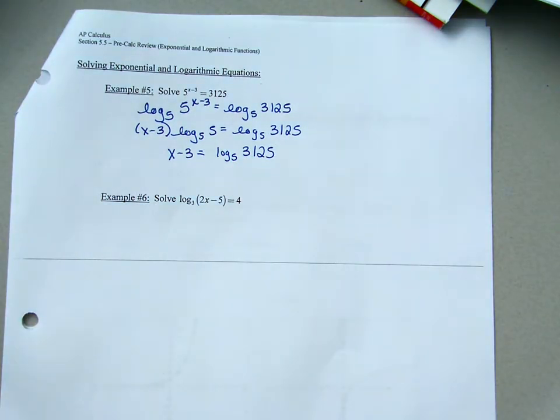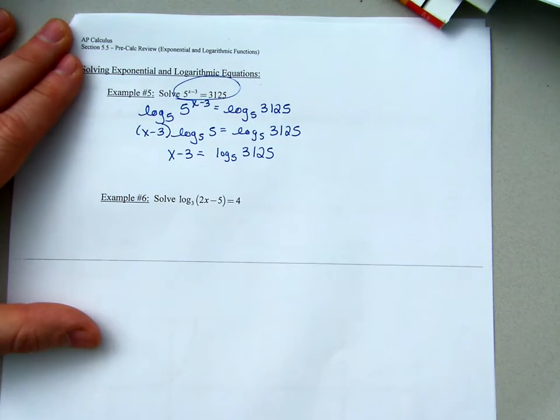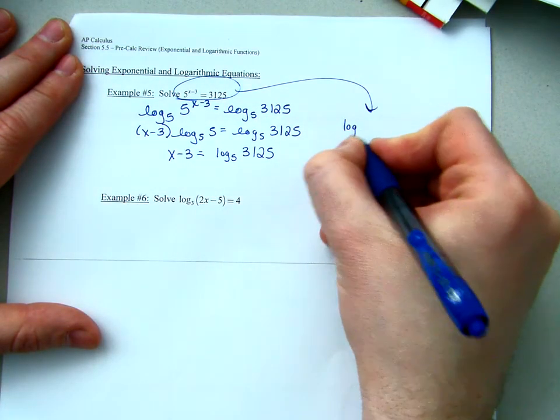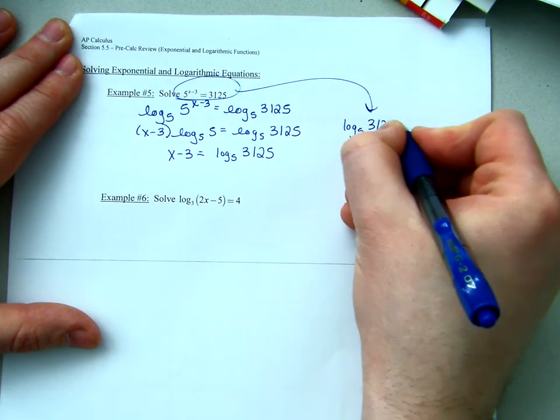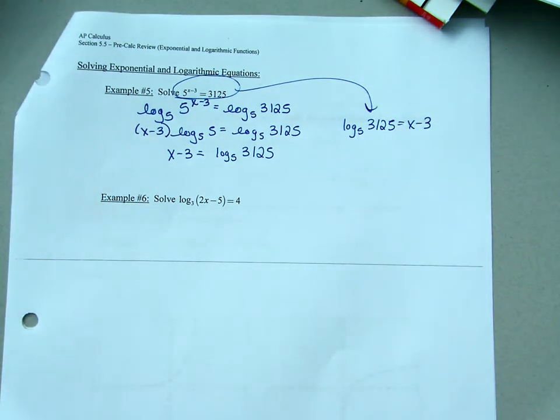The way you probably would have done this in Algebra 2, and I'd assume pre-calc as well, is this thing is in exponential form. I'm going to rewrite this in log form: log base 5 of 3,125 equals x minus 3. It's the same thing. I was just trying to show you why we're allowed to do that.